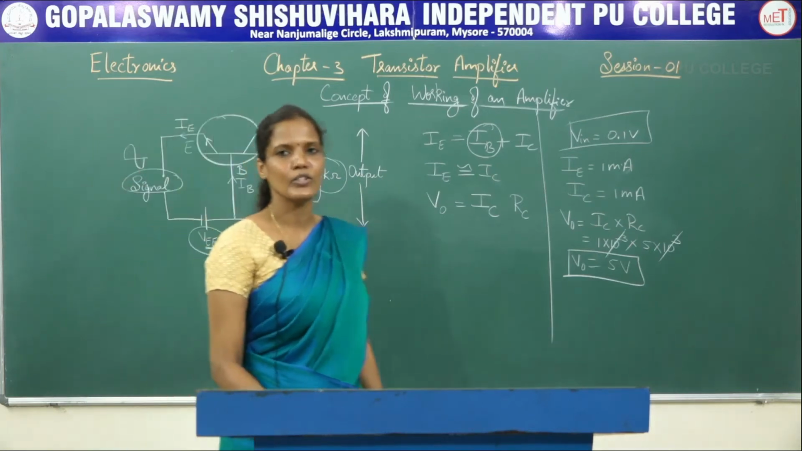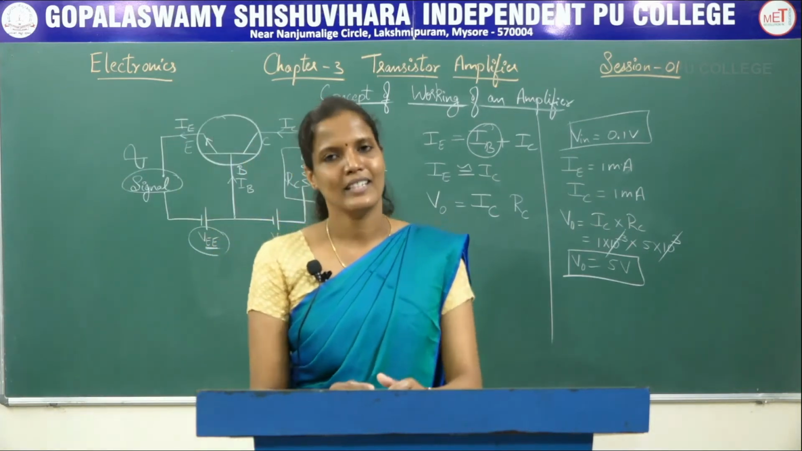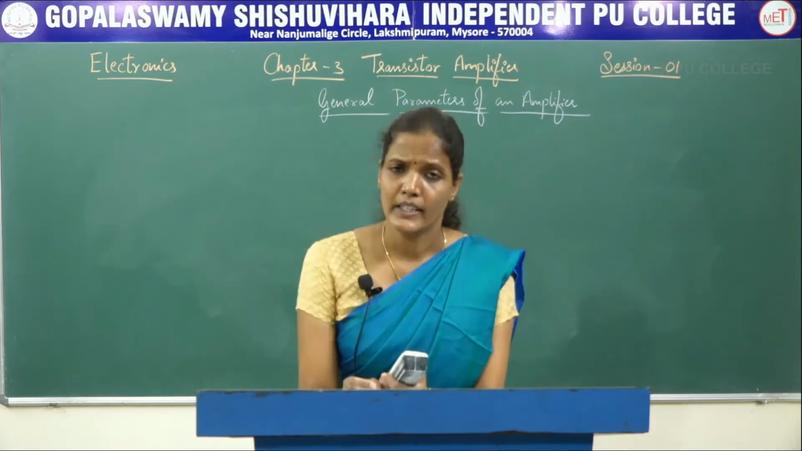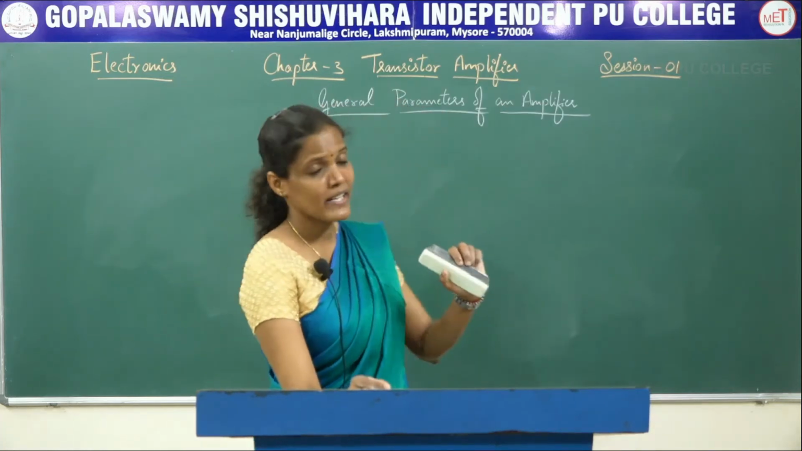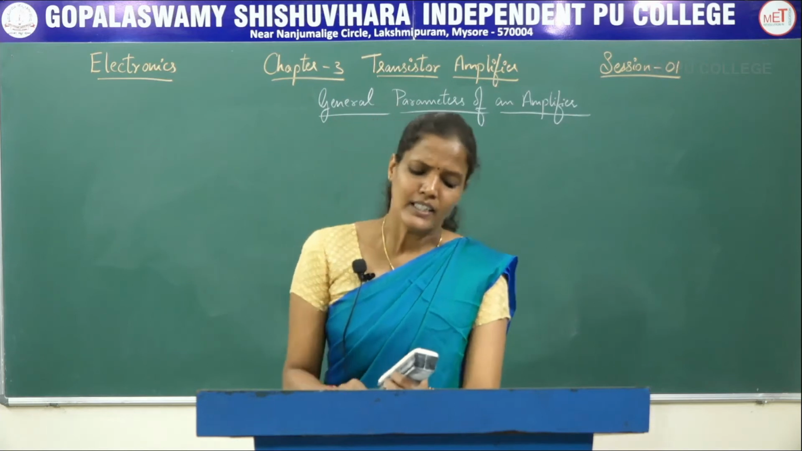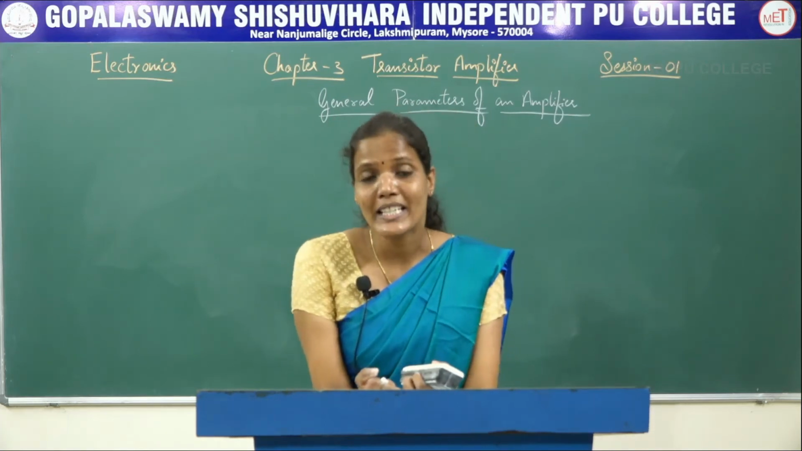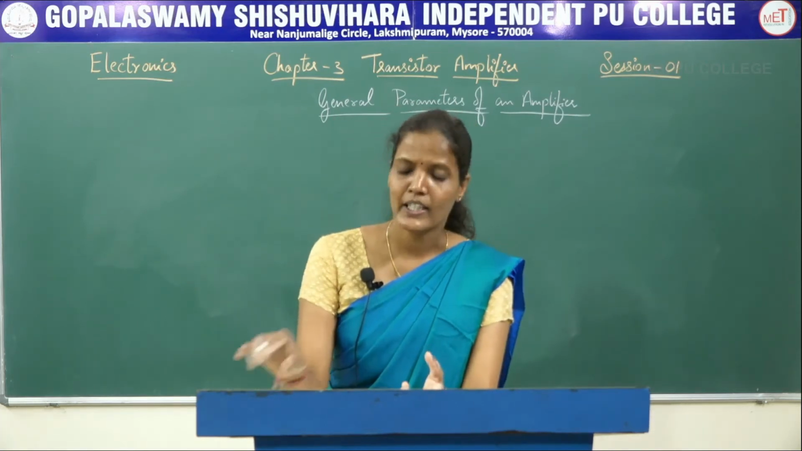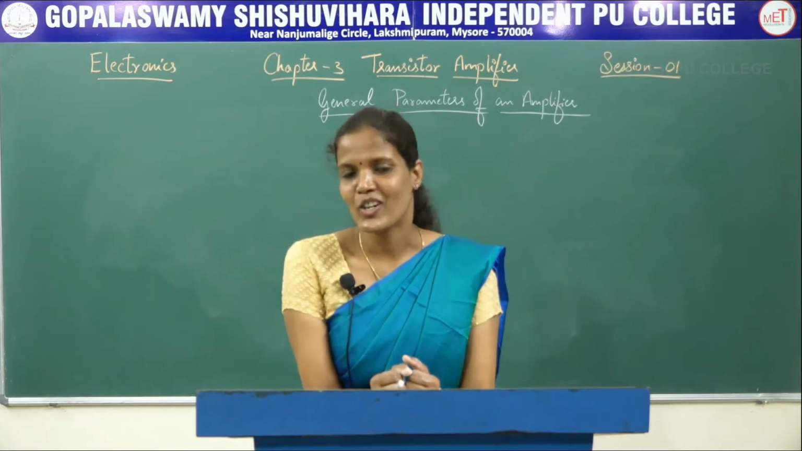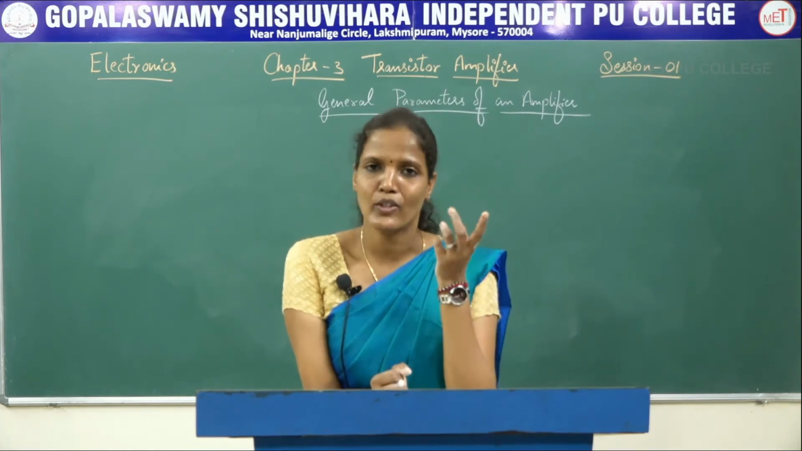Like this, we are going to use a transistor as an amplifier. Clear? The next topic is general parameters of an amplifier. The different types of BJT amplifiers are designed using any one of the three configurations. That is, there are three different configurations.